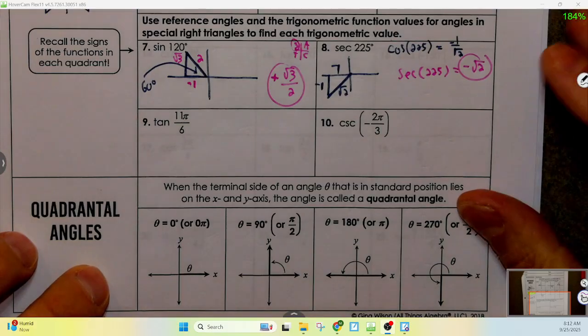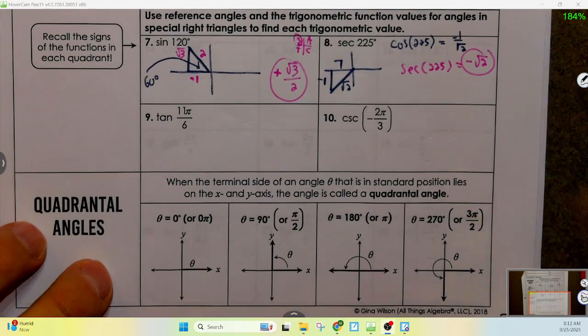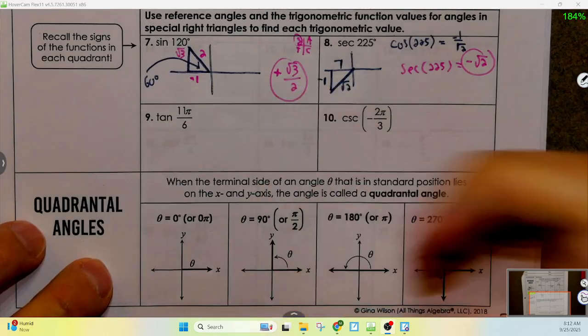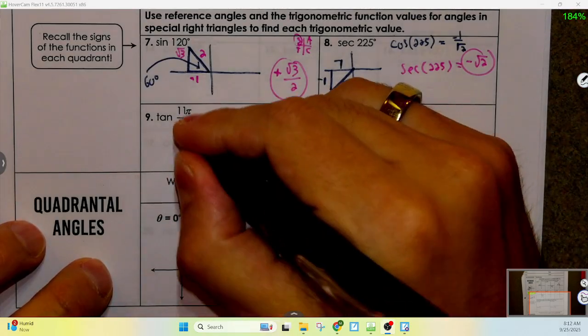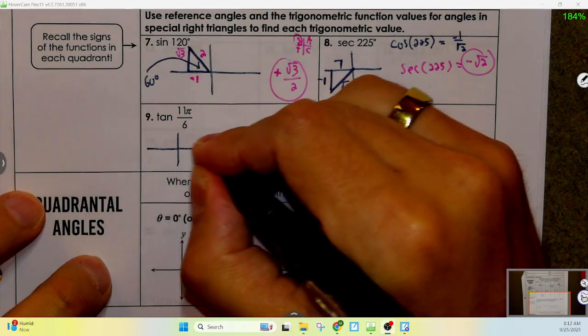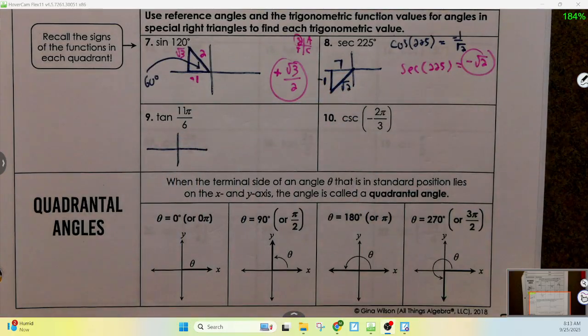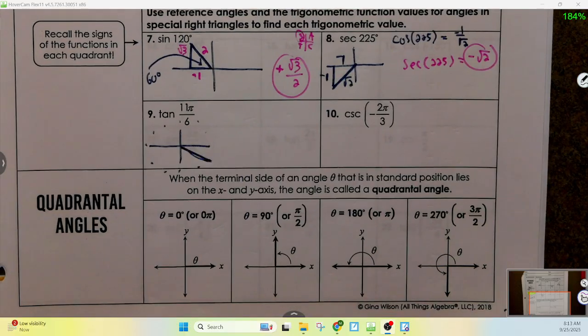So now we have a tangent of 11 pi over 6. So we'll draw it in. Maybe you should take a second and try to draw it in. Go ahead, pause the video and give this problem a try. I'll pause as well. Okay, so we hopefully paused and tried this.